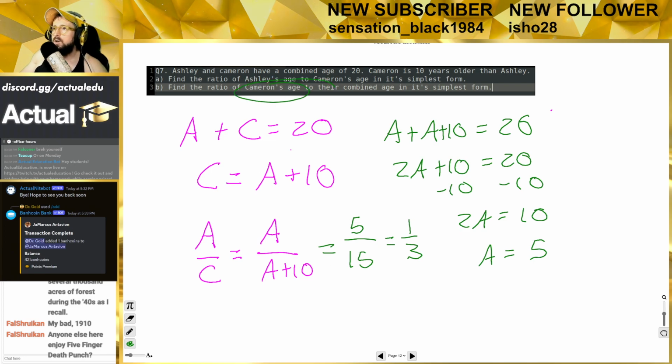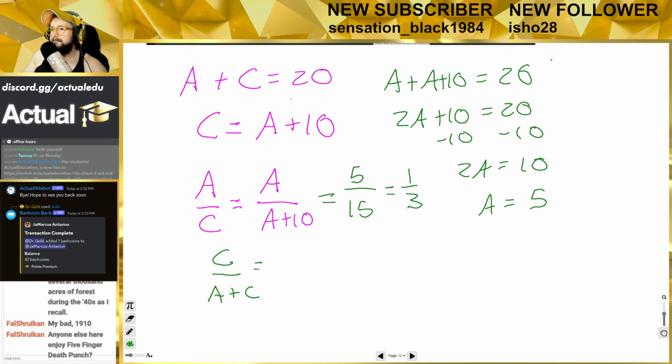Okay, now they say the ratio of Cameron's age to their combined ages, right? So that's Cameron's age over their combined ages. Now, there's something cool here. We already know what their combined age is. What was the first thing we wrote down? 20. So their combined age is 20. We already know that.